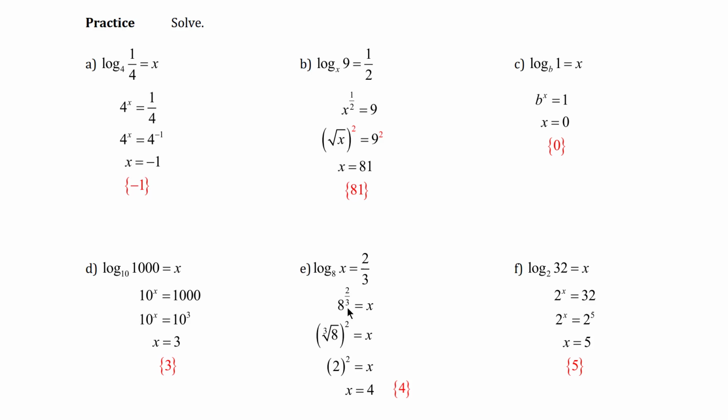For part E, we rewrite this as 8 to the 2/3 power equals x. Next, we could convert 8 to the 2/3 power into radical notation. We would have parentheses, the cube root of 8, and a square on the parentheses, equals x.